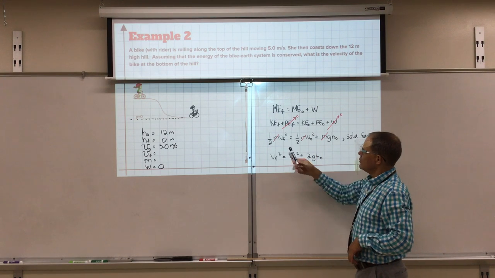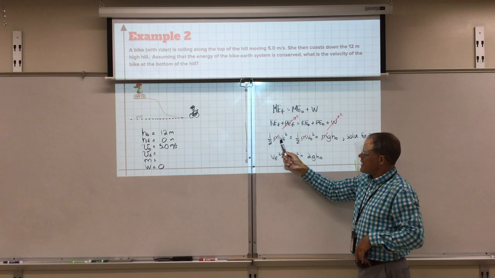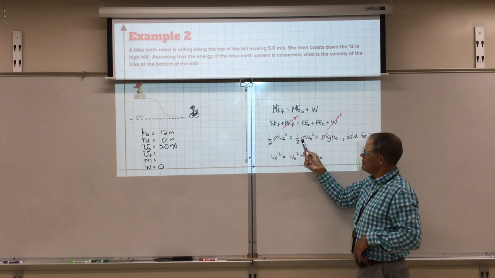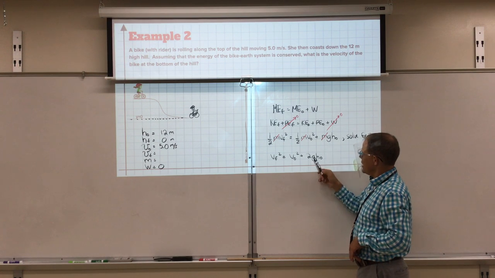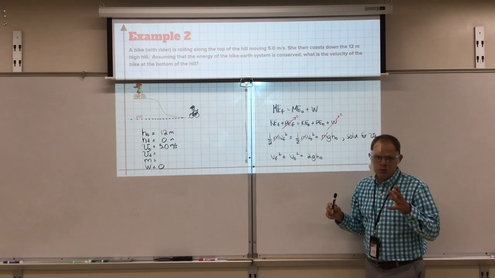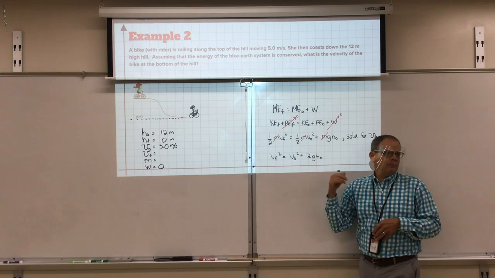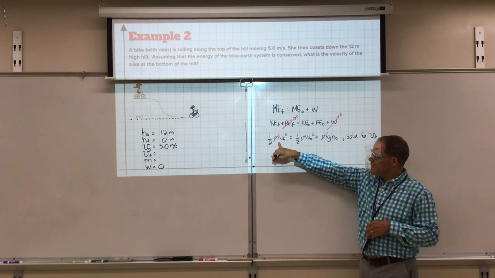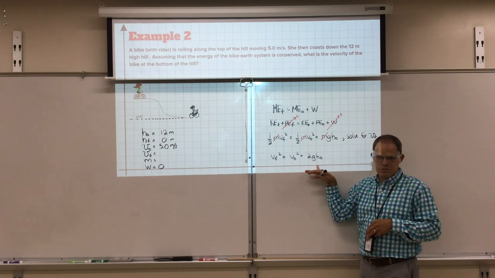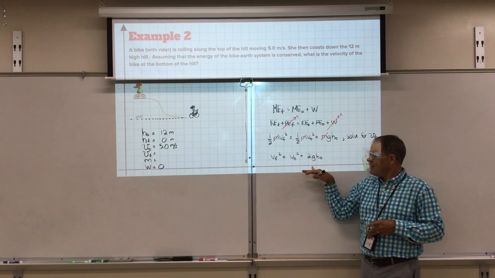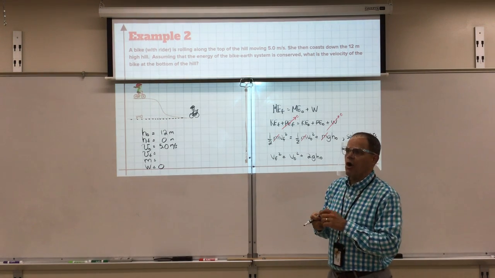So the M's cancel, and then I multiplied everything by 2, so 2 times a half is just V final squared, 2 times a half is V initial squared, and 2 times GH is 2GH. Remember, when you multiply an equation by 2, you gotta multiply every single term by 2. You gotta multiply this by 2, and that by 2, and that by 2. So I get this equation, right? How do I get V final by itself? Take the square root of the whole thing.